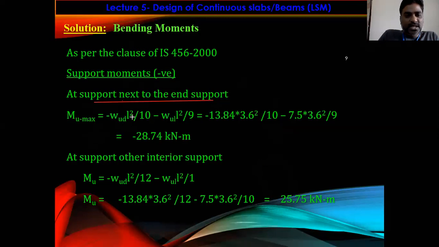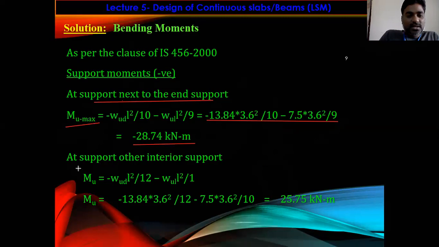So it is WD L square by 10 plus WL L square by 9. If you substitute the values, that is 13.84 into 3.6 square by 10 plus 7.5 into 3.6 square by 9, you get 28.74 kilonewton meters. This is the maximum negative bending moment.